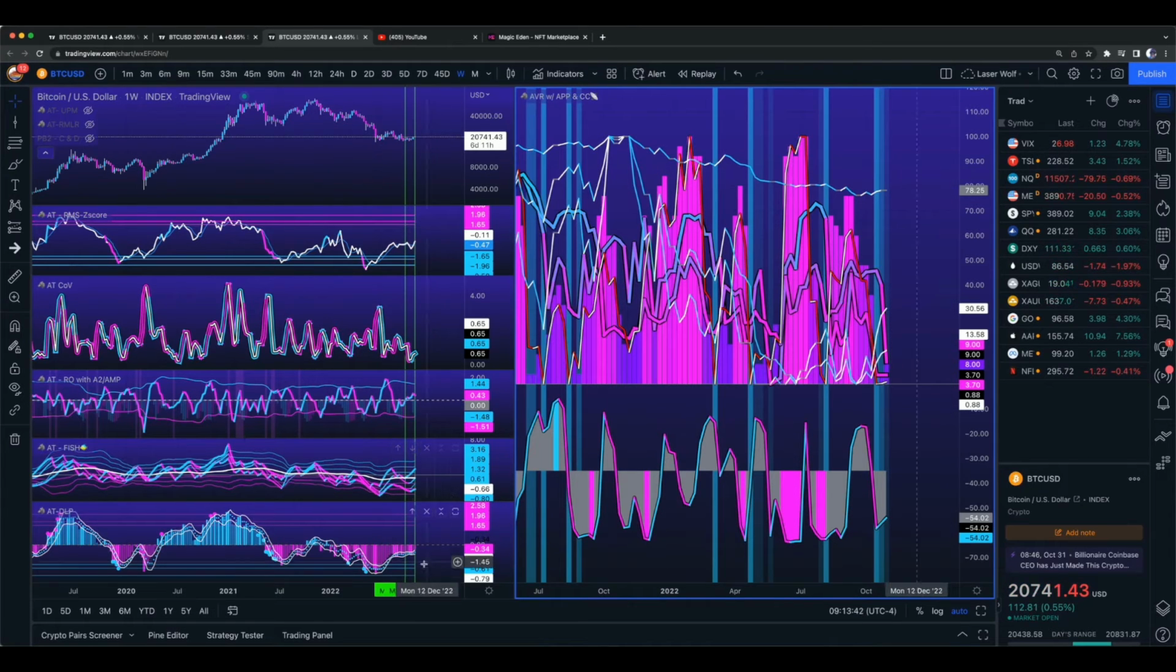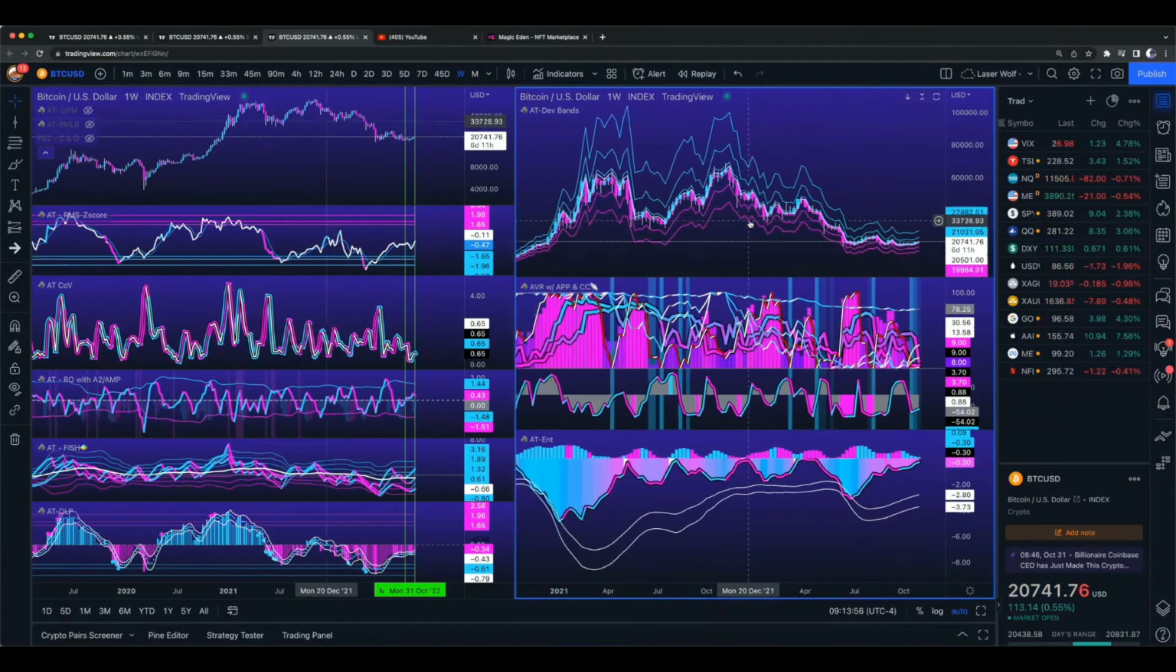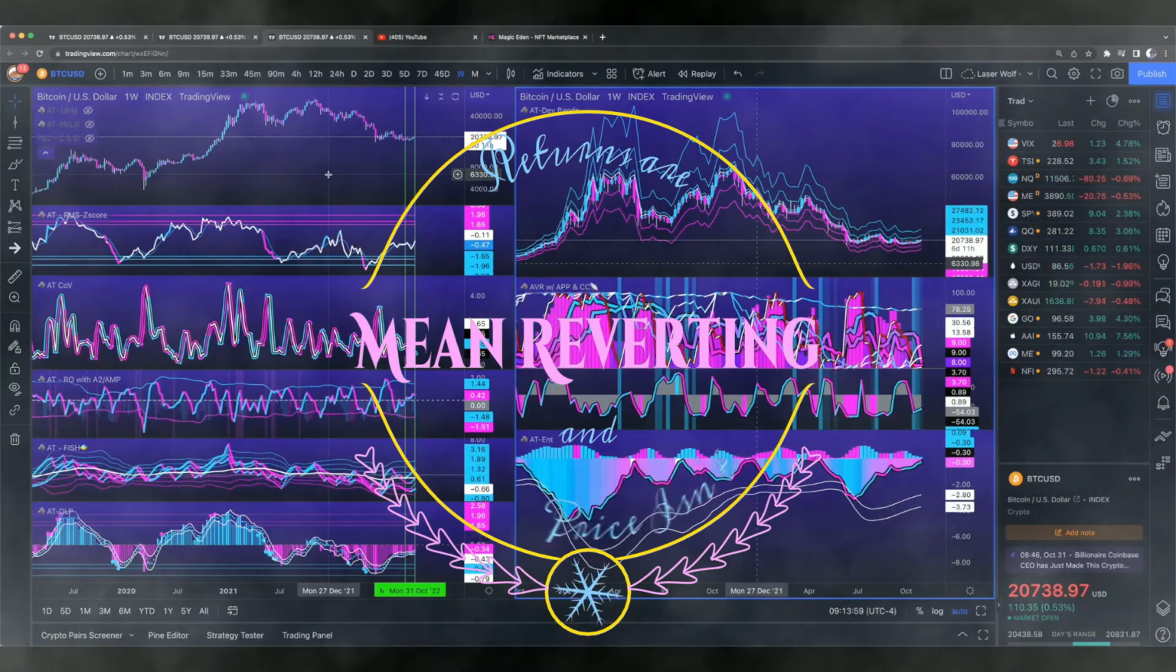All the Fishers are up. DLP, bull div. Fishers, bull div. Turns oscillator, bull div. Z-score, bull div. It goes on and on. ALR coming up. ALR coming up. All the good stuff.